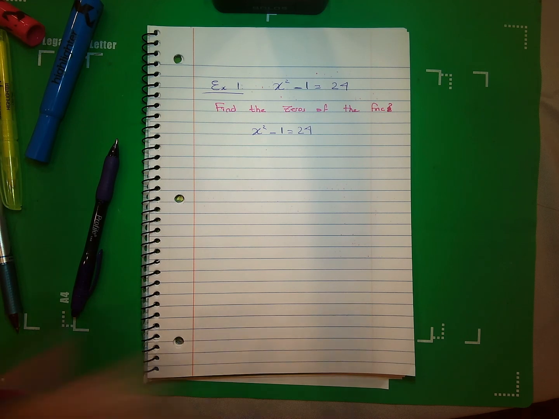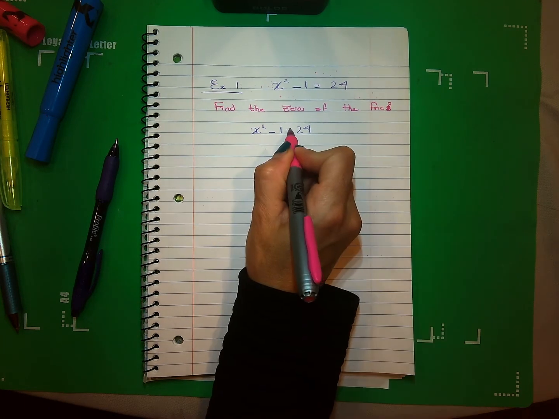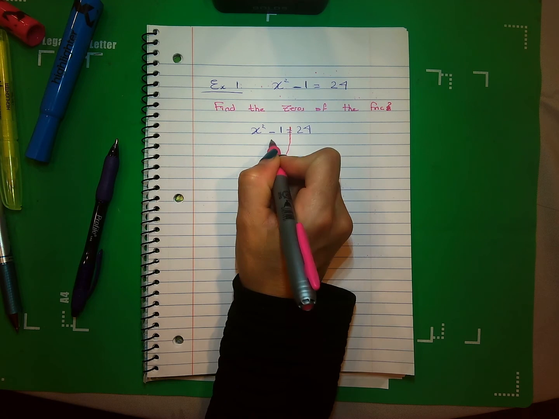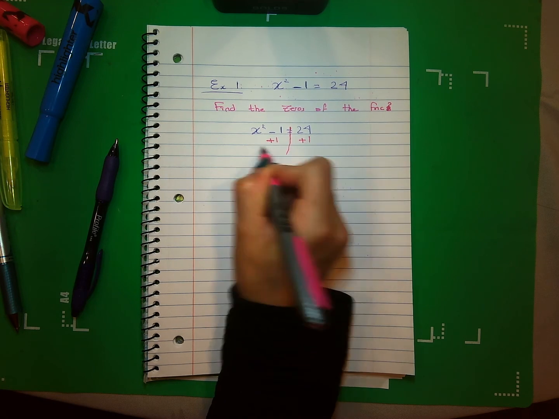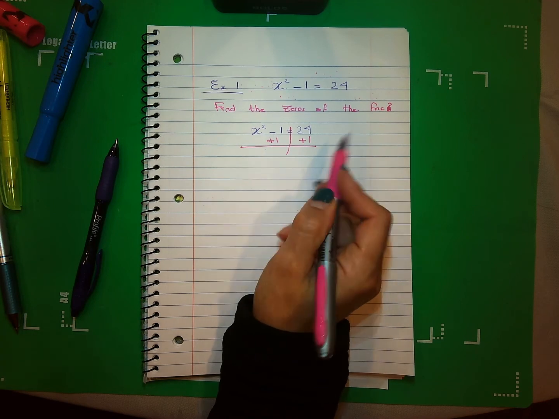So looking at this, it's just like I'm doing a regular two-step equation. I'm going to add 1 on both sides because I want to get rid of this 1 on this side and take it to the other side.